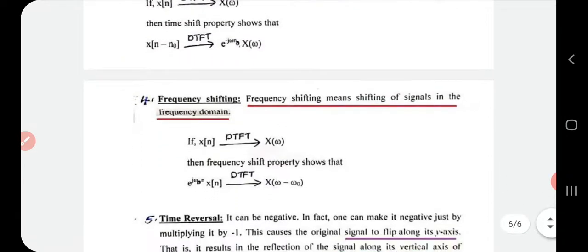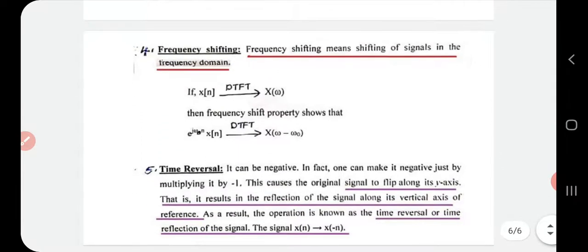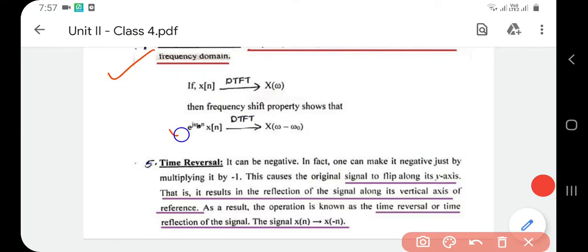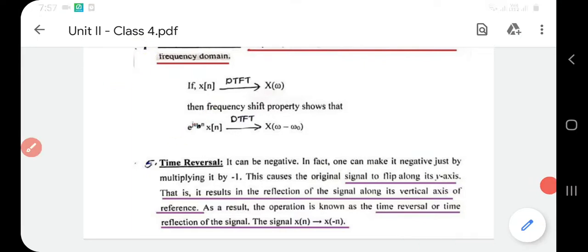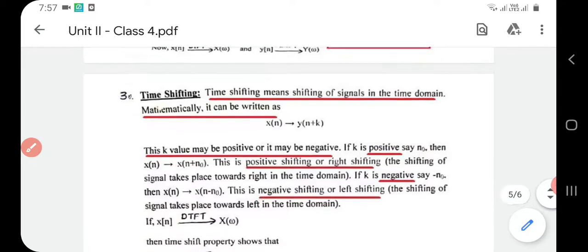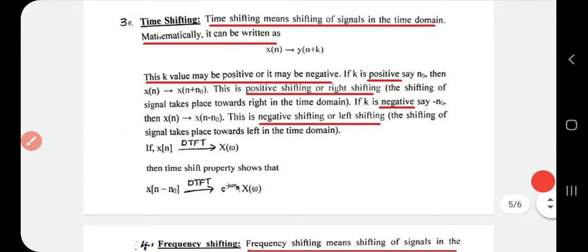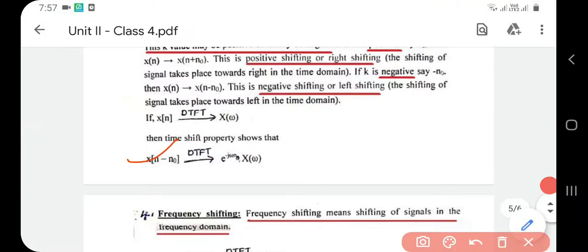Now the next one is frequency shifting. Frequency shifting means shifting of signals in the frequency domain, and it shows that e raised to j omega 0 n times x of n, on applying DTFT, gives X of omega minus omega 0. So just go through this definition and this expression, what is meant by shift, what the two types of shift are, and what you get on applying DTFT. This particular expression is enough. Similarly for the frequency shift also.